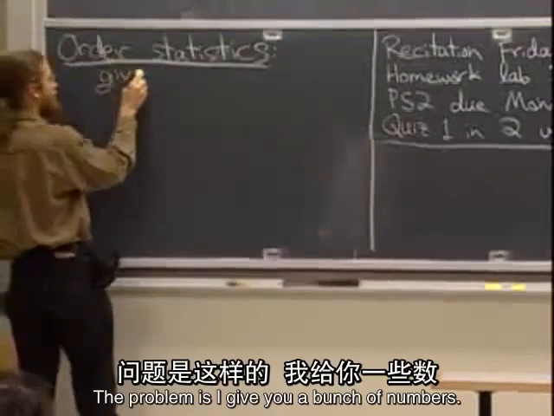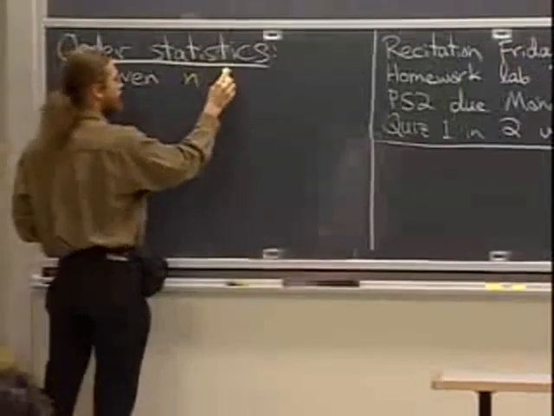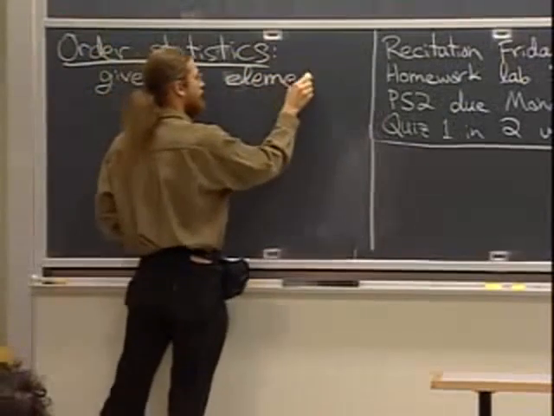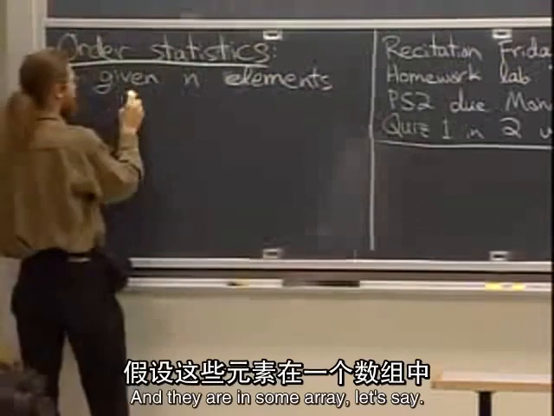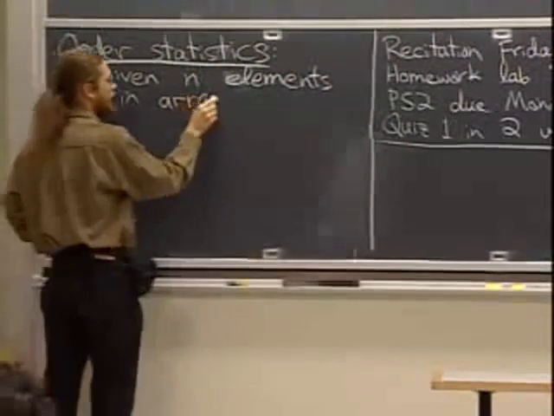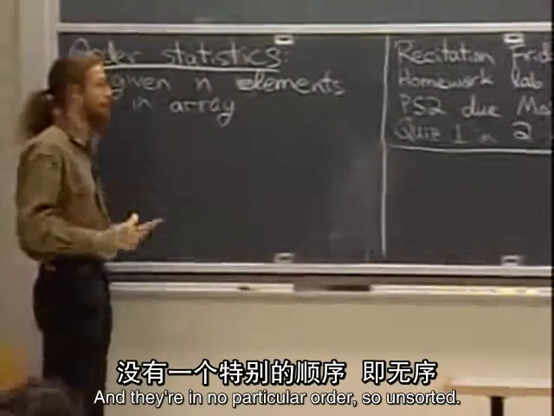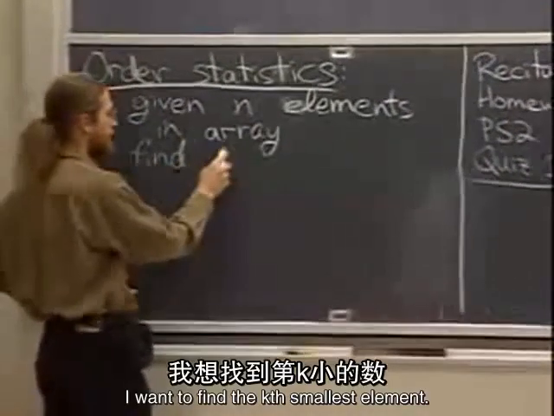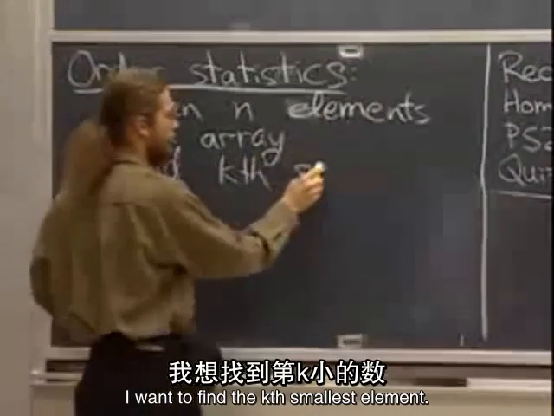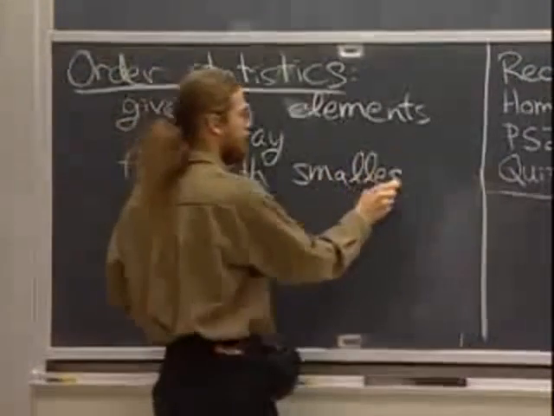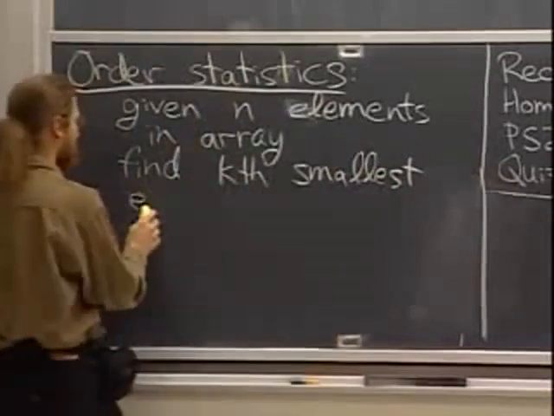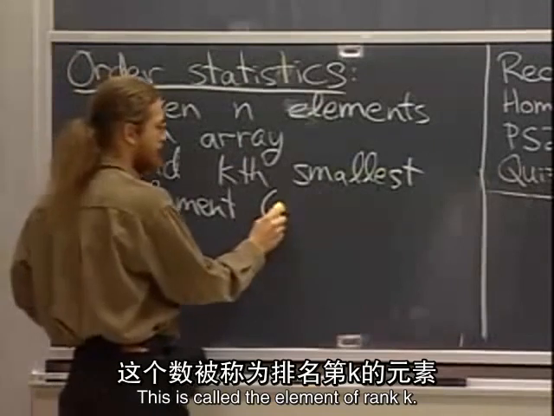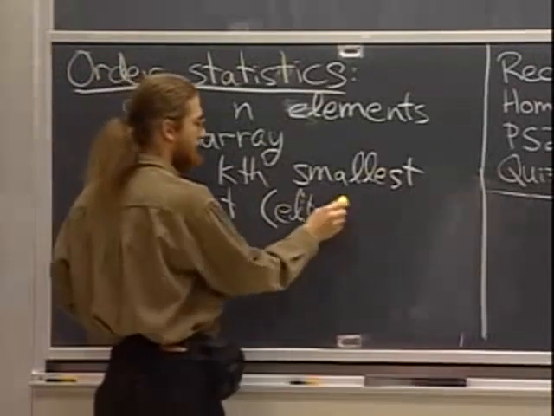The problem is I give you a bunch of numbers. Let's call them elements. And they're in some array, let's say, in no particular order, so unsorted. I want to find the kth smallest element. This is called the element of rank k.